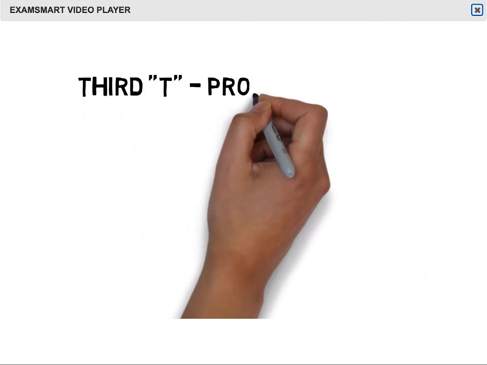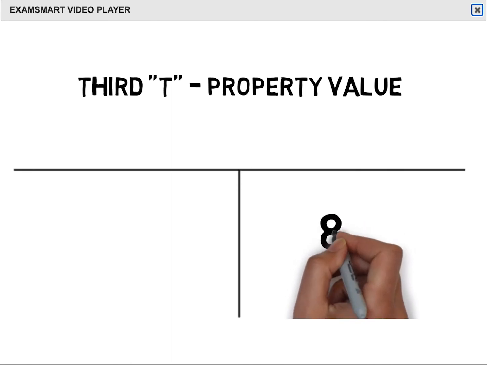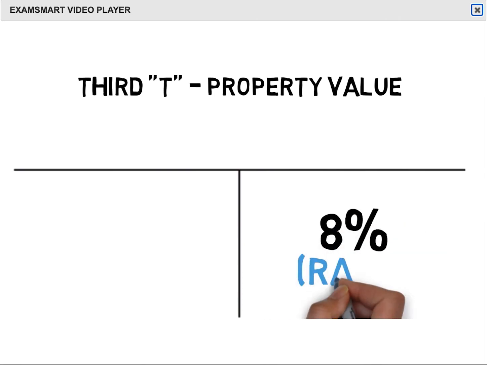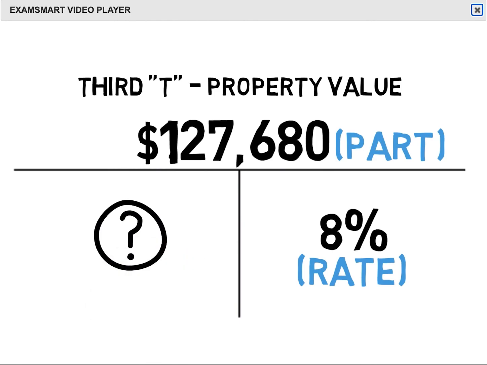Let's go to our third T. To arrive at the value of the property, we have an 8% capitalization rate, which goes on the bottom right for our rate. The net operating income of $127,680 is always the part. It goes up on top. Our formula tells us to take the top and divide by the bottom.